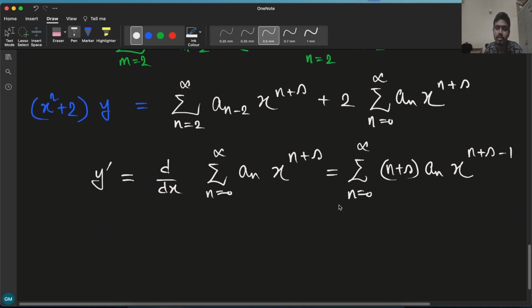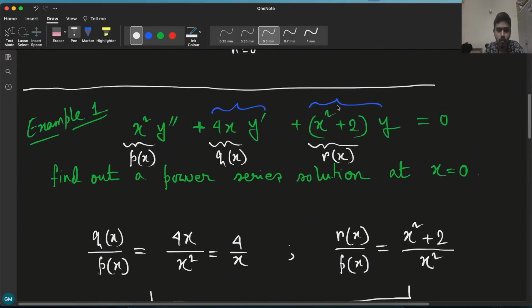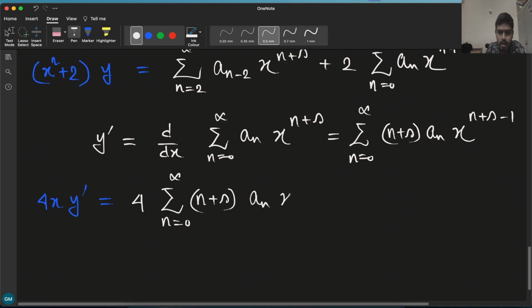Here we have to start the series from n equals 0, and the term is basically 4x y dash. So if I now write 4x y dash, which equals 4 times the sum over n equals 0 to infinity of (n plus s) a_n x to the power n plus s, because there is one x multiplied with y dash. So this is the second term.